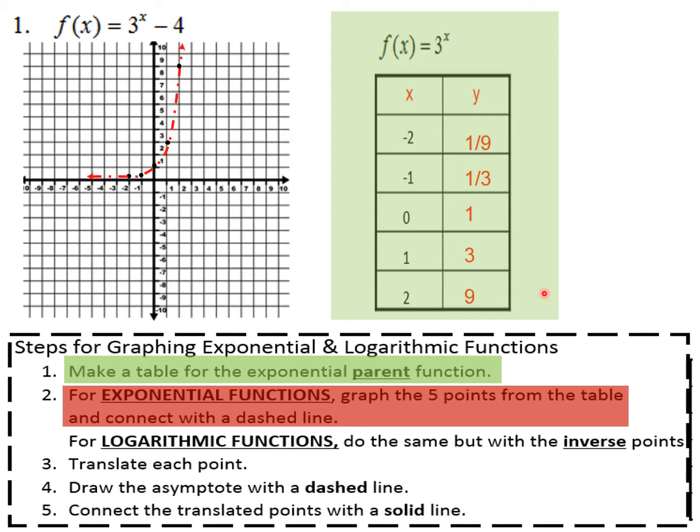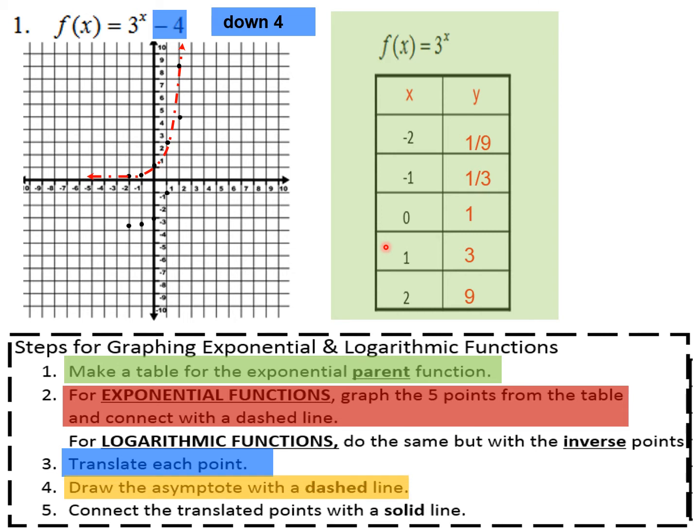There we go. There's our dashed line. We're not using logarithmic in this case. We're just graphing the function that we're given. So we are going to translate each point 4 units down. Okay. So I take this point and I go down 4, 4, 4, 4, and 4.